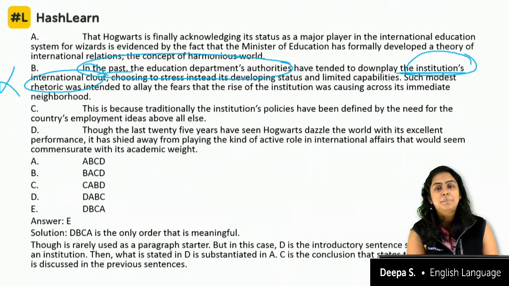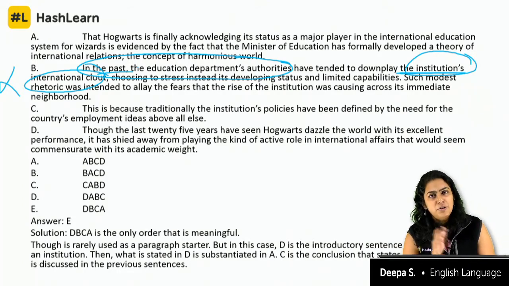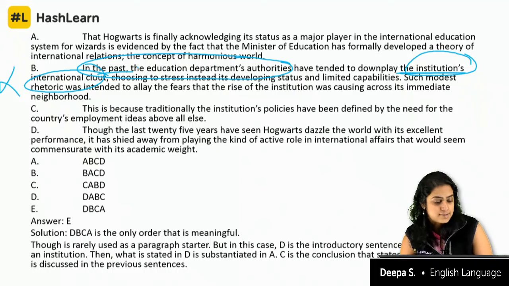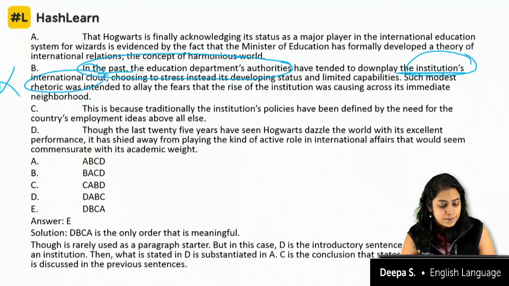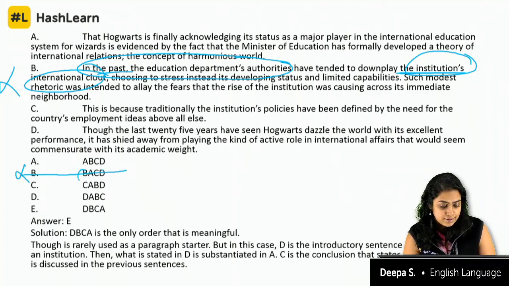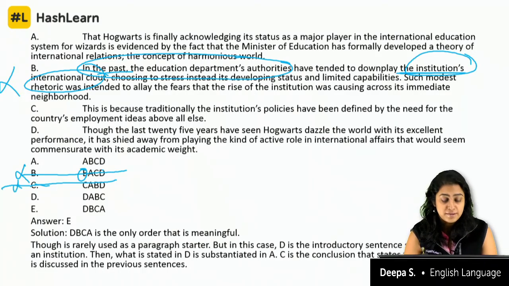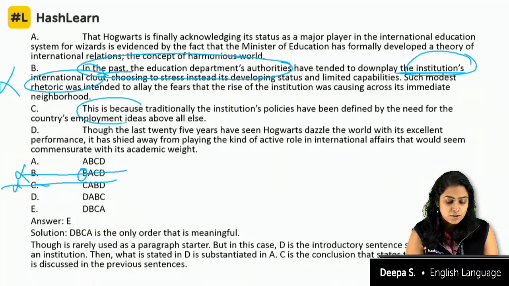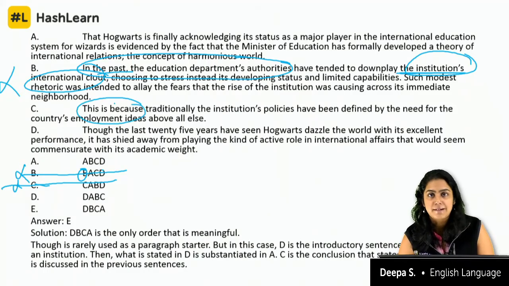And there is also "in the past." Okay, so it would be great if there is a timeline, and "in the past" is probably not the first sentence if you talk of timelines. So typically B would not be your starting sentence, so I eliminate B. Look at C. This is because traditionally blah blah blah. So I can also eliminate C as the starting sentence, because "this is because" - what is because?